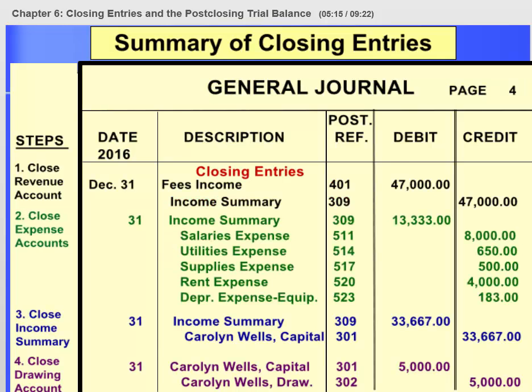Here are all four of the closing journal entries. Step 1, close the revenue accounts. Step 2, close the expense accounts. Step 3, close the income summary account. Step 4, close the drawing account.